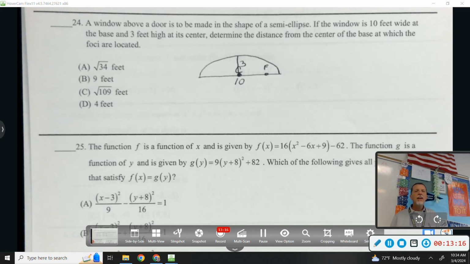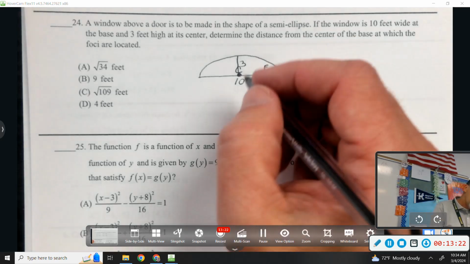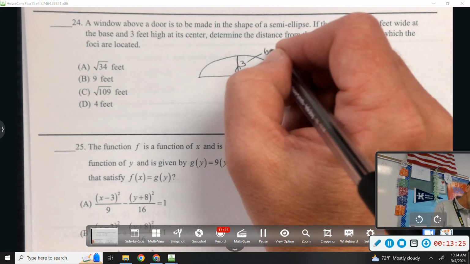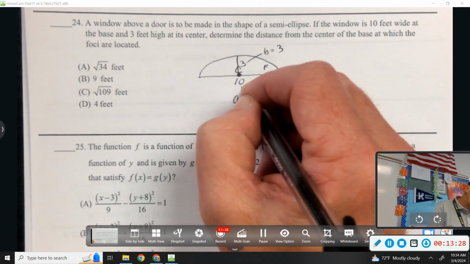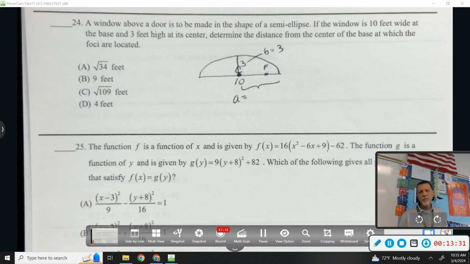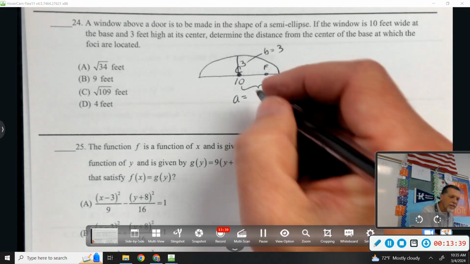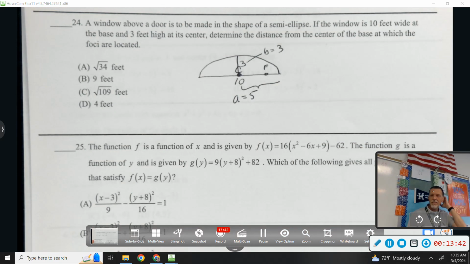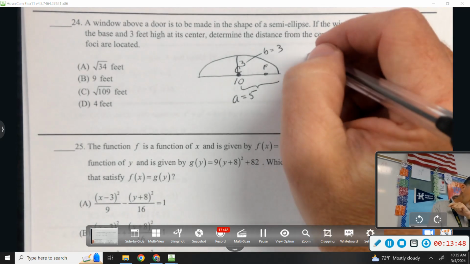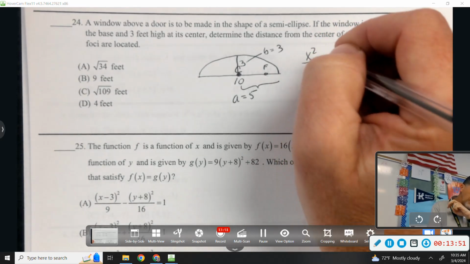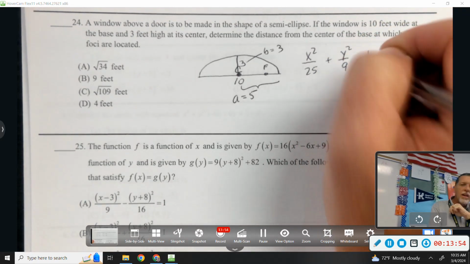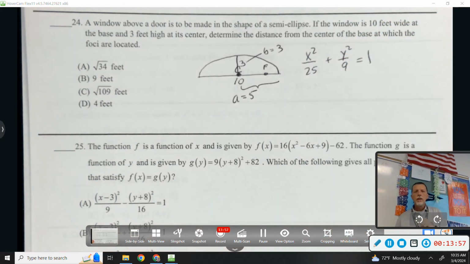Okay. This is a little bit like the St. Louis arch problem we did. So B is 3. What's A equal to? And here's the main point of this question, I think. It's 10 all the way across, so A is 5. Basically, don't use 10. 10 is the full length of the major axis, but that means A is 5. If I was writing an equation, I don't even think I need to do this though. That would be my equation. But I need to know what C is.